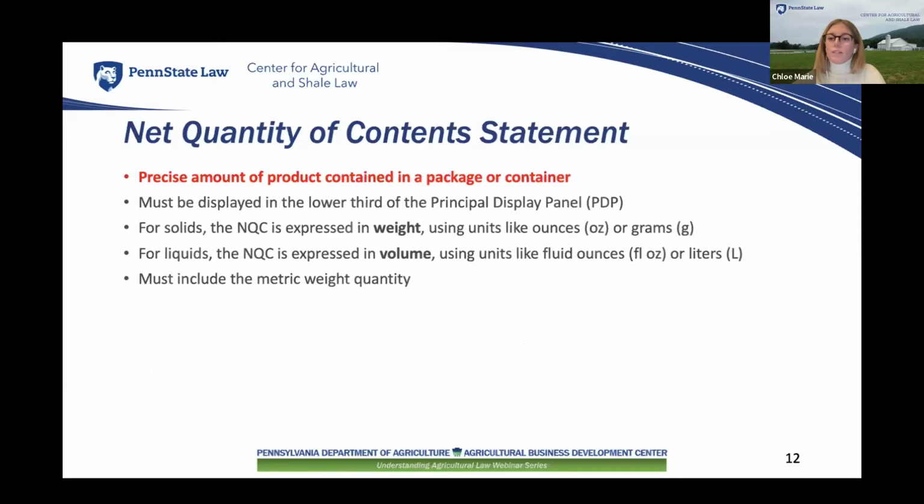So the net quantity of content statement tells you precisely how much product is contained in the container or package. For solids, the net quantity is expressed in weight, like ounces or grams, and for liquids, you'll find it in volume, such as fluid ounces or liters. The label also needs to include the metric weight quantity for complete accuracy. And you will find the net quantity statement in the lower third of the principal display panel.